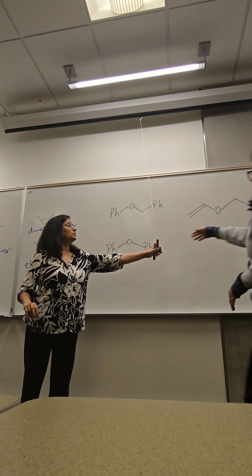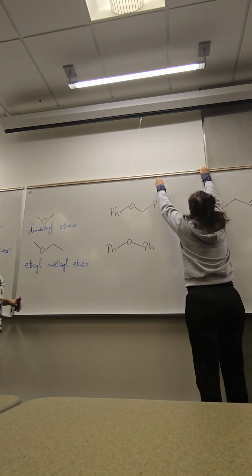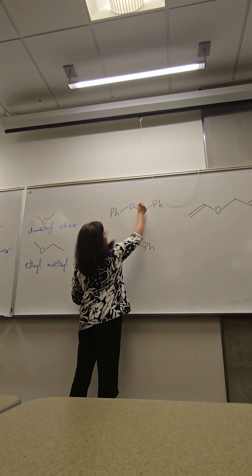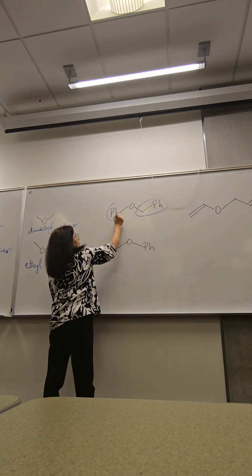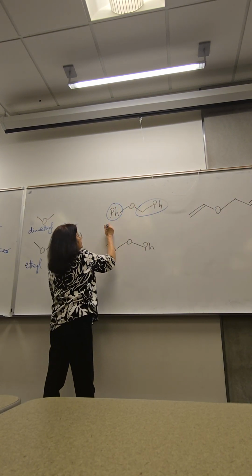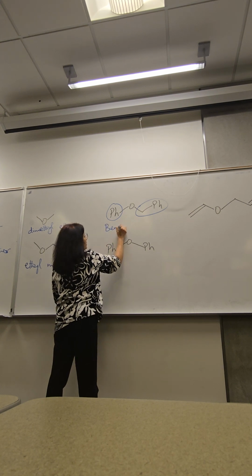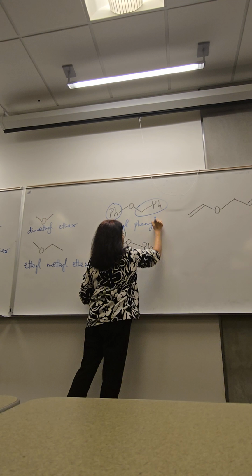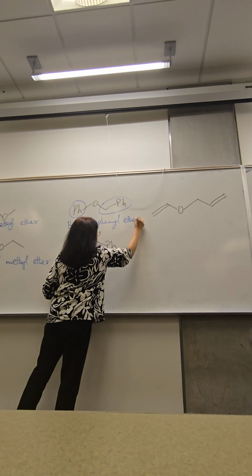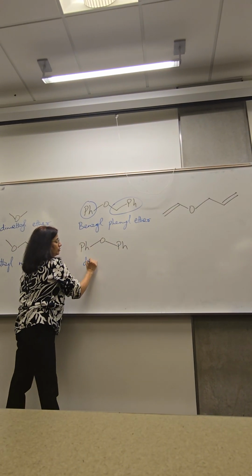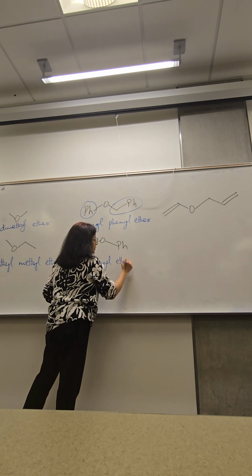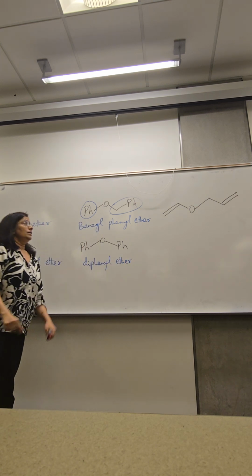What about the next one? Benzylphenyl ether. Could you say that again? Benzylphenyl ether. Exactly. This is a benzyl group, this is a phenyl group, and the word ether. Absolutely. So in alphabetical order, benzyl, phenyl, ether. Next one, diphenyl ether, because they're both the same group. And the last one. Is this where it gets difficult?